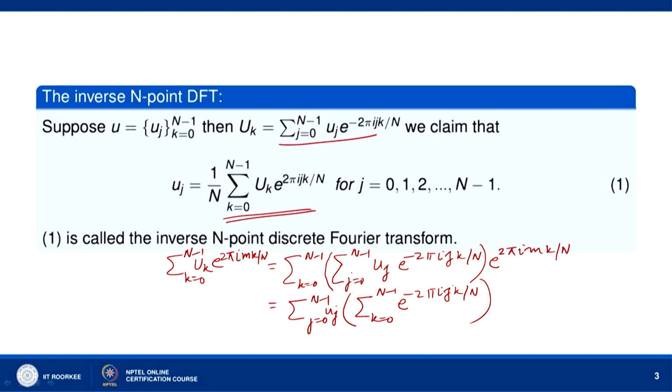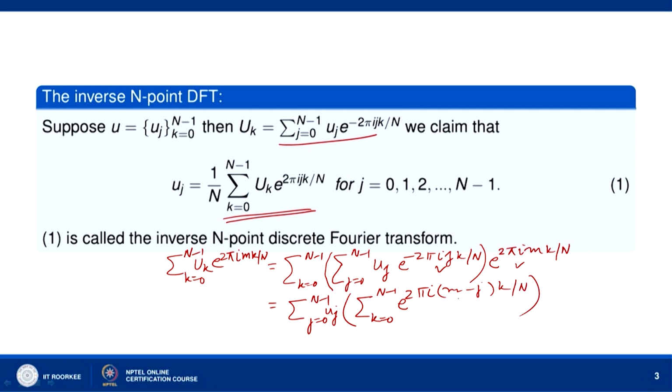Now, I interchange the sums because the sums are finite. So, sigma j equal to 0 to n minus 1 of u_j I write outside, then sigma k equal to 0 to n minus 1 of e to the power minus 2 pi i j k by n. I combine this with the other exponential and write e to the power 2 pi i (m minus j) into k by n.